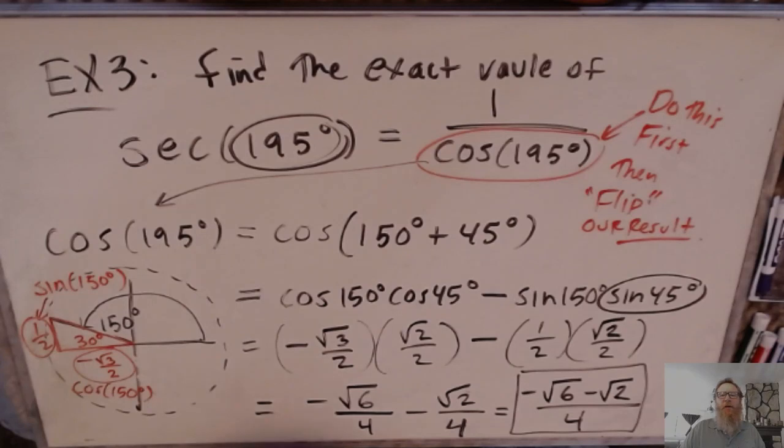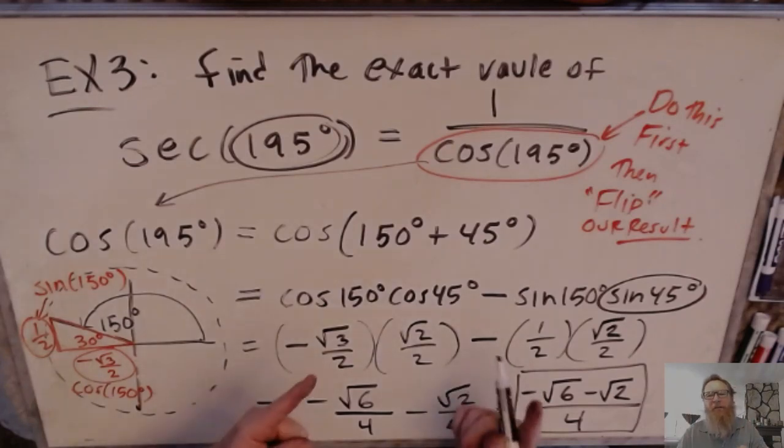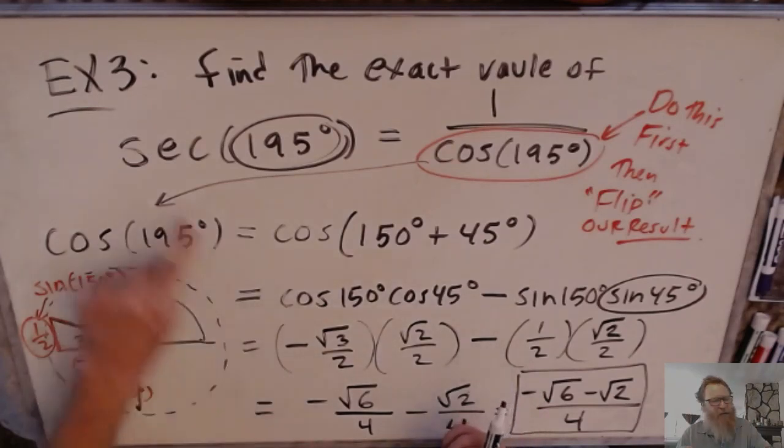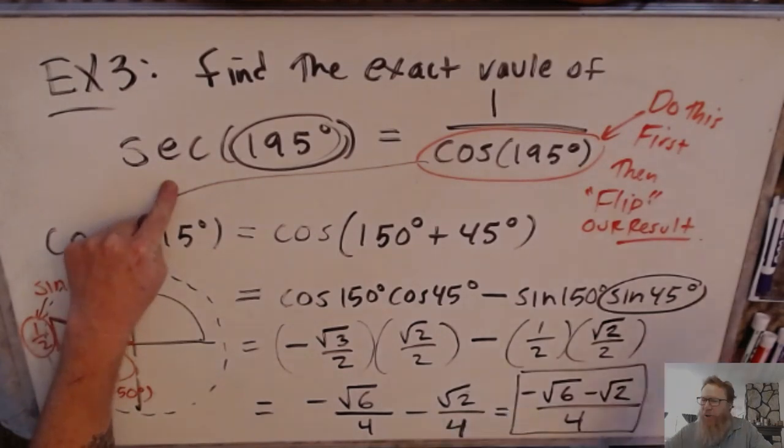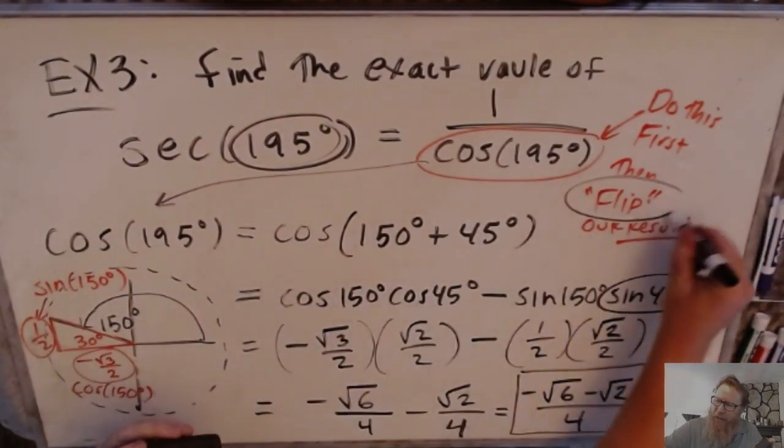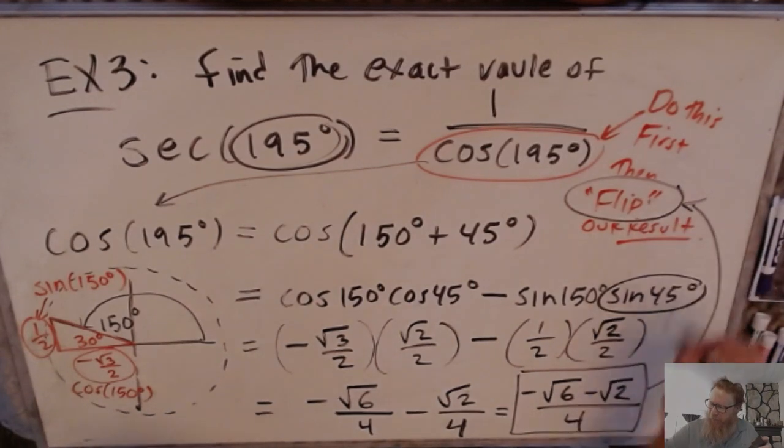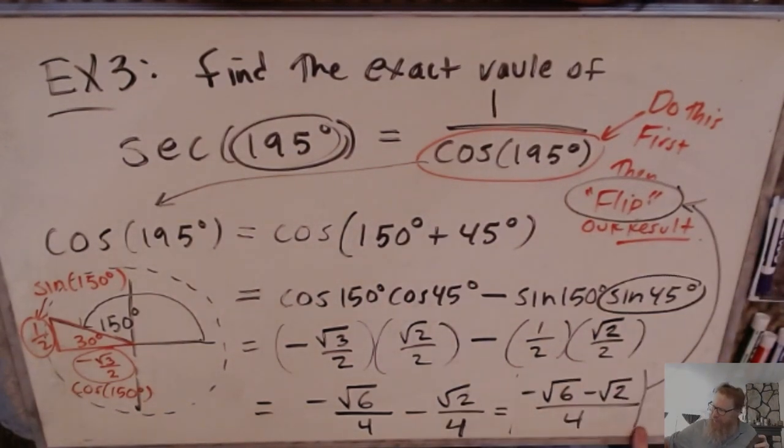All right, so if you know the formula for cosine, or the two formulas for cosine, you can also do the secant. Oh, shoot! Be careful. You need to flip your result. This is not the answer yet.